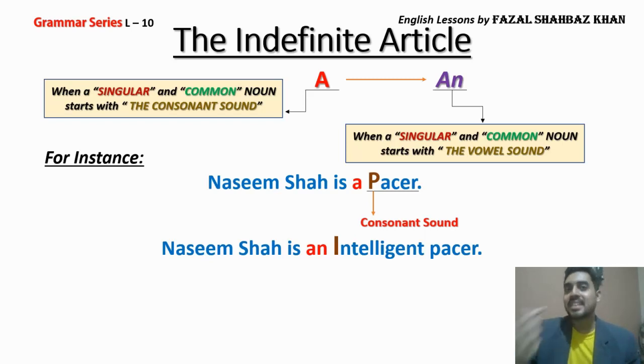So now "intelligent" is another adjective, and that adjective begins with the vowel letter I, and what is more noticeable, it begins with a vowel sound, which is "a". Intelligent comes from that sound, which is why we have attached "an" to intelligent. So it can never be said, Nasim Shah is a intelligent, it gives you a jerk. To remove the jerk, we would say Nasim Shah is an intelligent pacer. Hope this clarifies it for you.